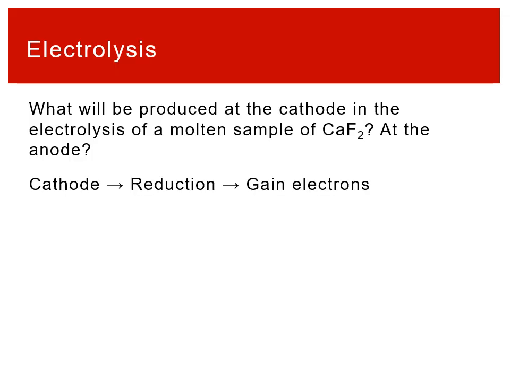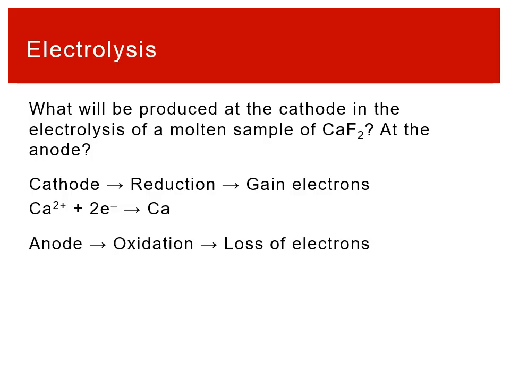So cathode is reduction. It's the same rules that we've learned before, red cat. So cathode is always going to be where reduction occurs. Reduction is the gain of electrons. Same rules still apply. So if we have calcium and we have fluoride ions, which ones can gain electrons? Well, the cations are what can gain electrons. So you could have the calcium 2+ gain 2 electrons to become just pure calcium.